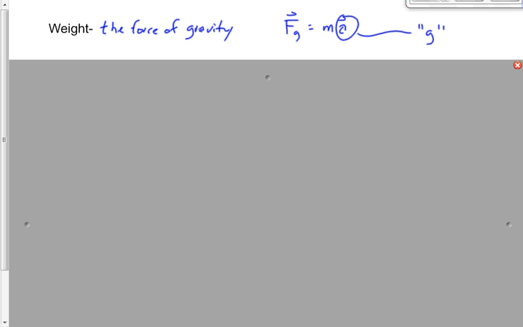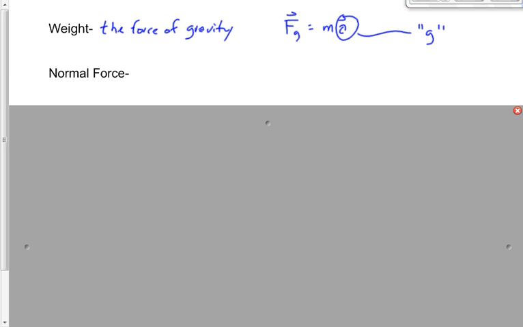So your weight is the force of gravity that acts down on you, and as long as you're on the Earth, it acts down on you always.